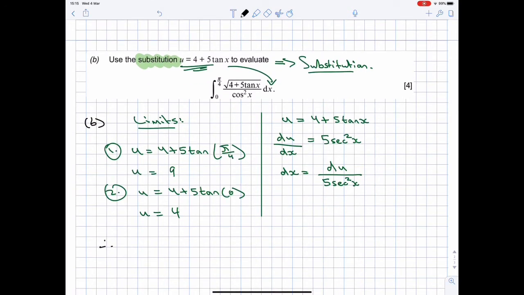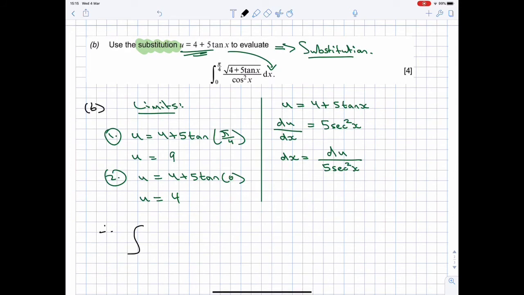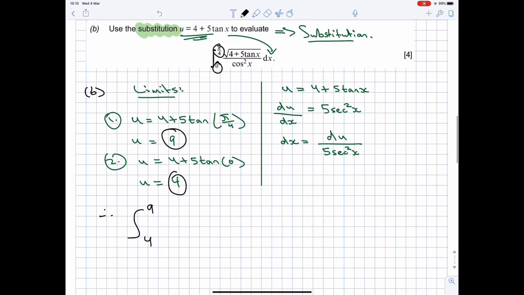So what we can do now is, first of all, replace our limits, and we must do it consistently. So first of all, we've got pi over 4, and then we know that's 9, so we're going to write 9 here, and then 0 now represents 4. And now we've done that successfully.